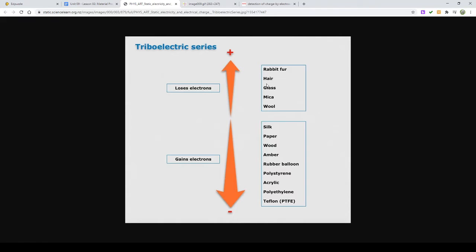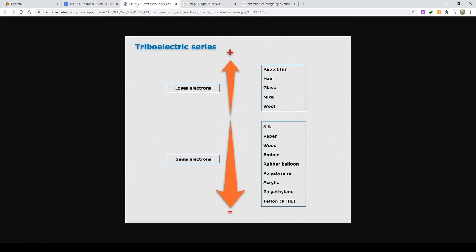So this is the triboelectric series. Obviously, not something to memorize, but it does explain why sometimes things will get charged by rubbing. Like if you ever put on a sweater and then touch a doorknob and get shocked, that's why.